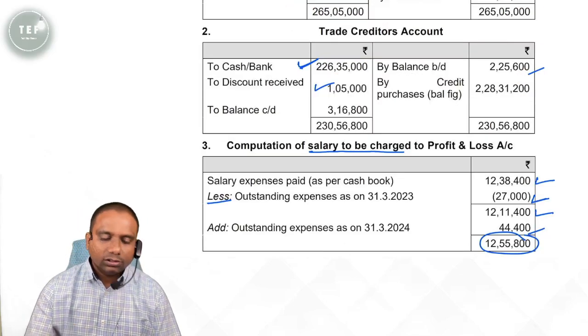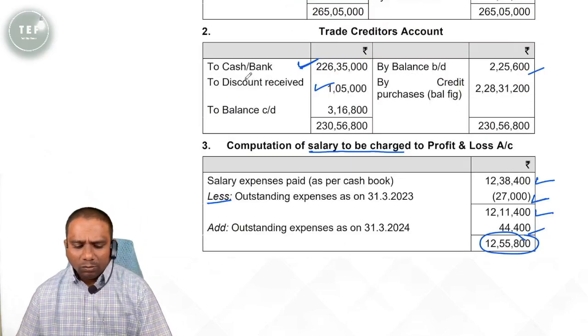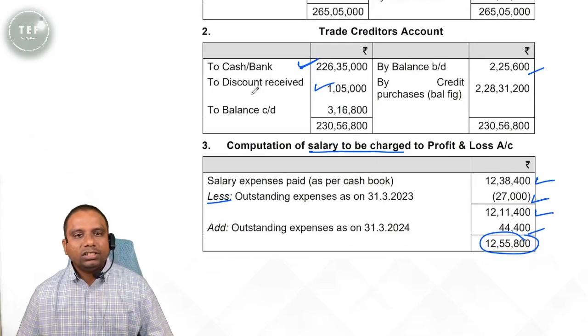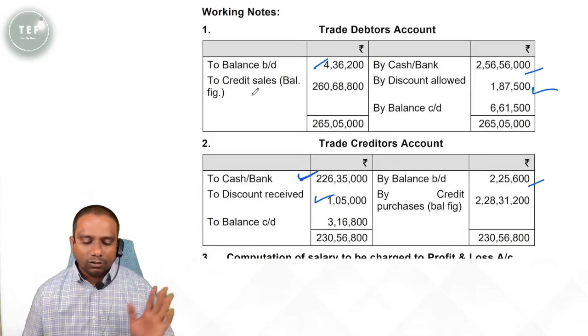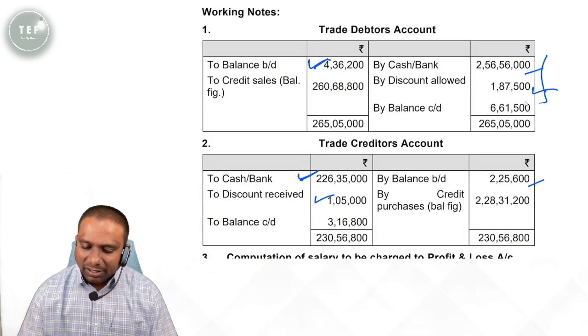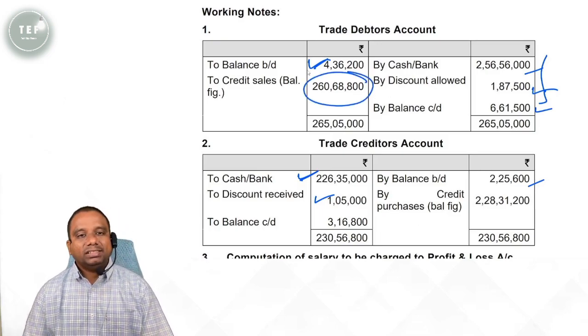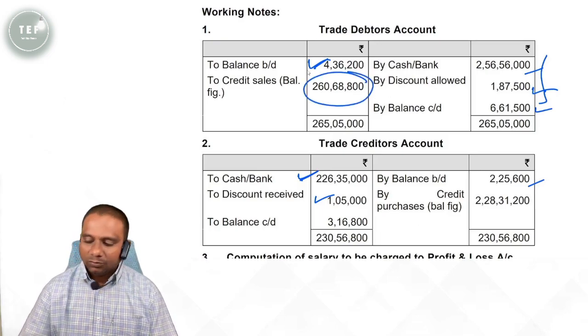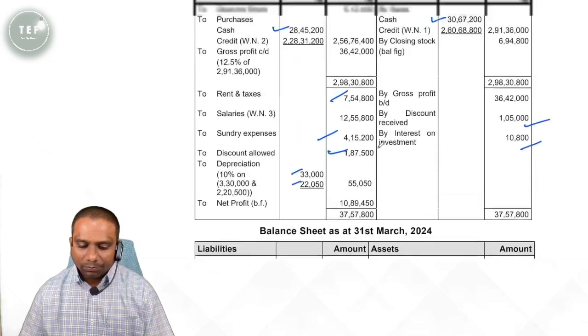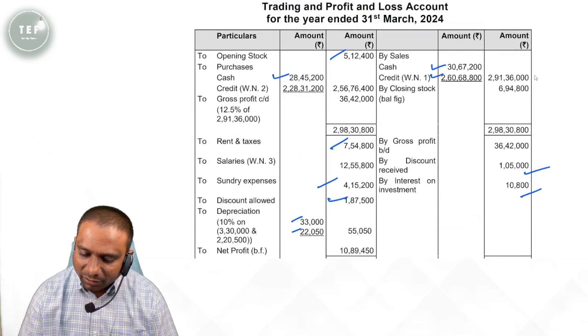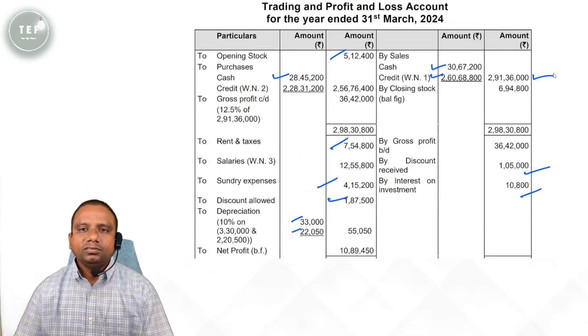Now, first close one by one account. Salary working note is completed. Now come to trade debtors account. Debit minus credit. Closing balance also written. The difference is nothing but credit sales. This credit sales is shown on the credit side. Then you get total sales.